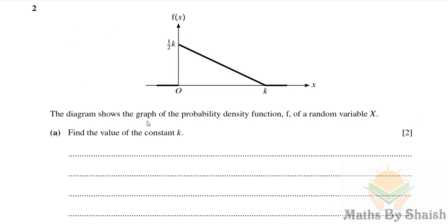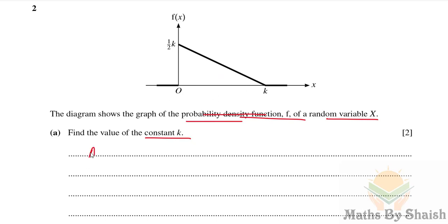Here's the second question. The diagram shows the graph of the probability density function f of a random variable x. Find the value of constant k. Since this is a PDF, we know the total area, that is the total probability, is 1, so we are going to use that property.